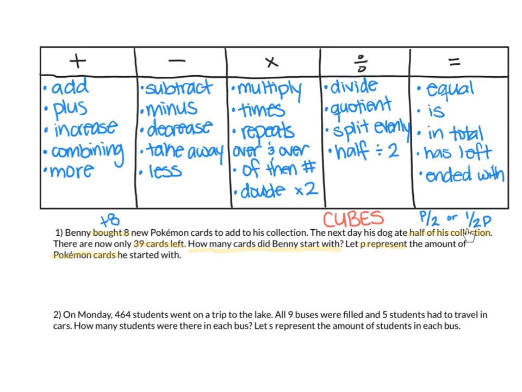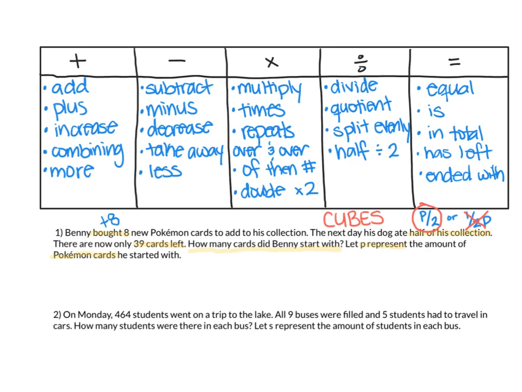So half of his collection, or 1/2 of his collection. But you guys really don't like fractions, so I would say the easiest thing to do is to stick with this guy right here. But both would actually work.